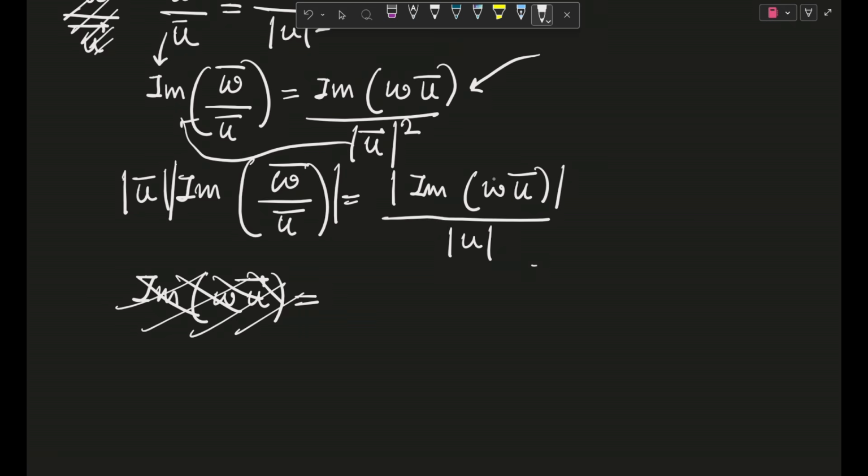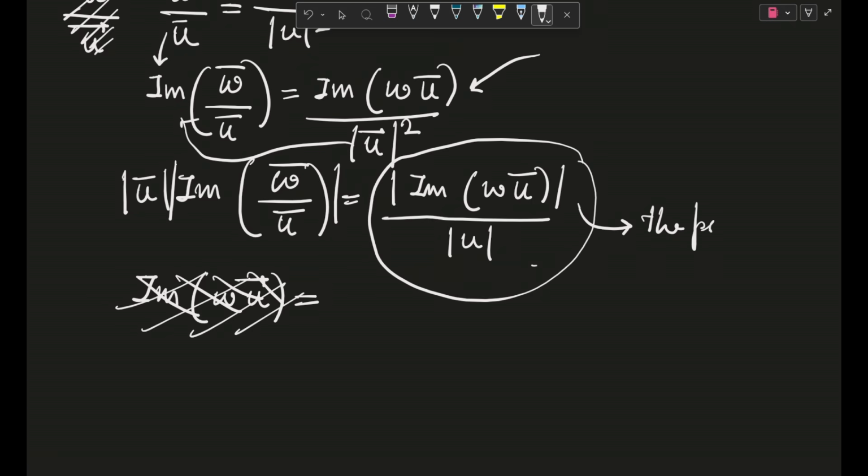If you notice this particular part, the RHS, this is nothing but the perpendicular distance of C to AB. You can perfectly test it out if you want. I also tested it out by taking w as x1 plus i y1, and u as x2 plus i y2. I had taken both of them and tested, and all the conditions were matching. So you can do the same.